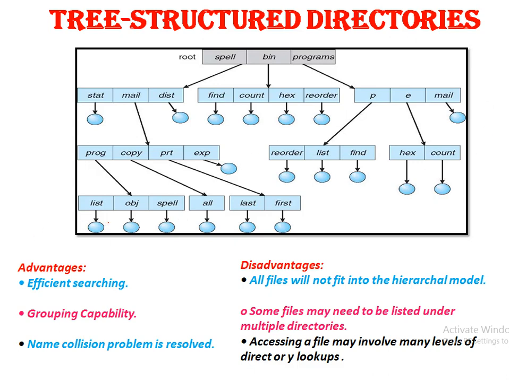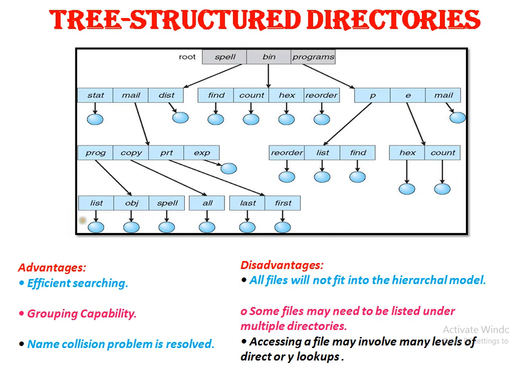The tree has a root directory, and every file in the system has a unique path name. A directory contains a set of files or subdirectories. A directory is simply another file, but it is treated in a special way. All the directories have the same internal format. One bit in each directory entry defines the entry as a file, that is 0, or a subdirectory, that is 1. Special system calls are used to create and delete the directories.